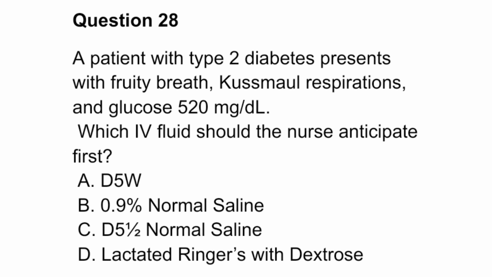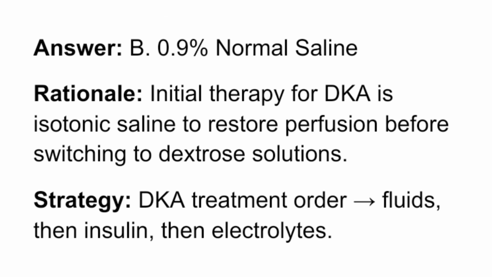Question 28. A patient with type 2 diabetes presents with fruity breath, Kussmaul respirations, and glucose 520 mg per deciliter. Which IV fluids should the nurse anticipate first? A. D5W. B. 0.9% normal saline. C. D5 1/2 normal saline. D. Lactated Ringer's with dextrose. Answer: B. 0.9% normal saline.